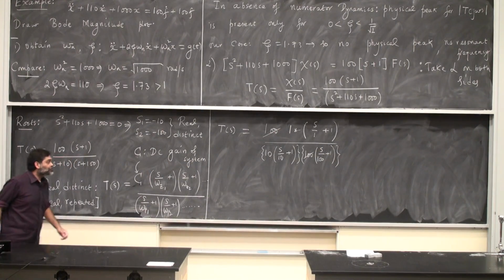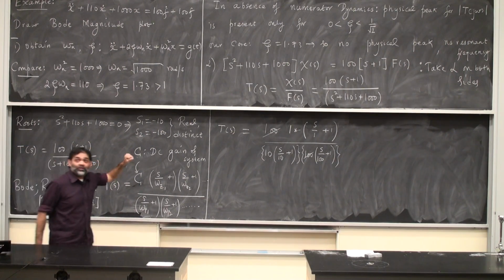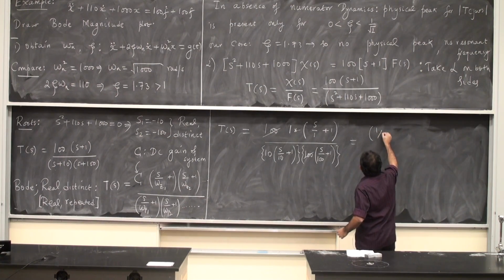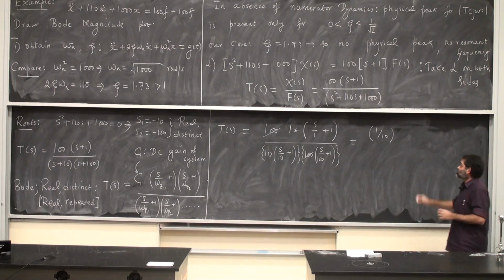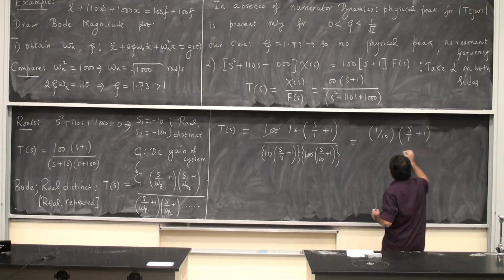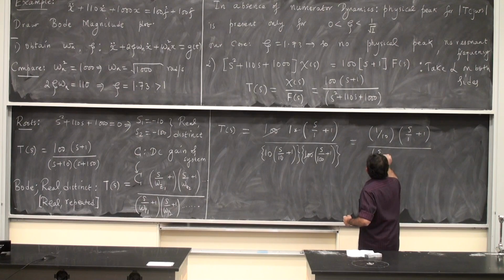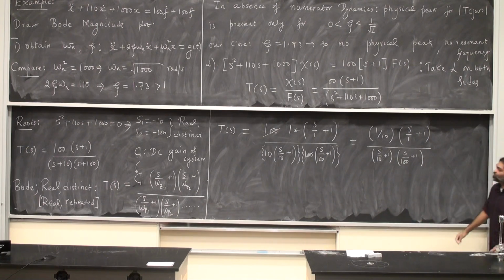Sometimes you get lucky. Then this factor of 10, a factor of 1, I club them together and write it in the numerator, or write it separately. So this is 1 by 10, which is what I'm left with after all the constants are taken care of, S by 1 plus 1, S by 10 plus 1, S by 100 plus 1.